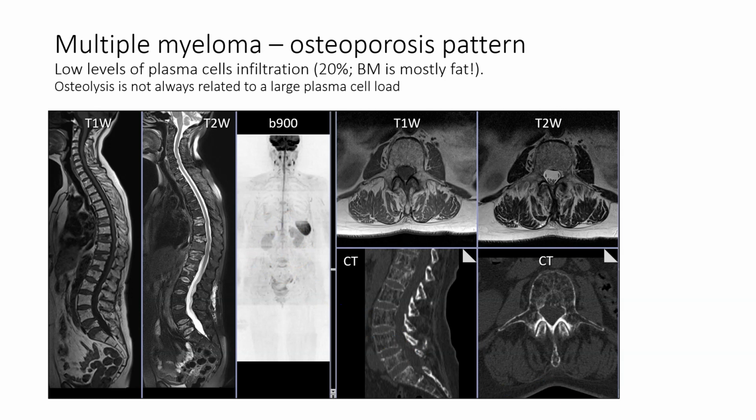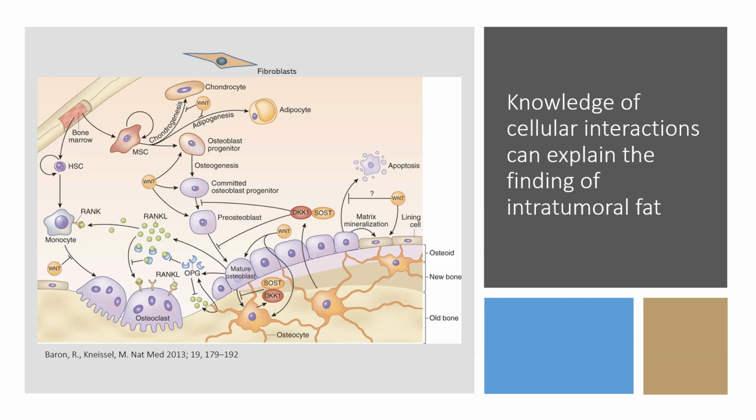And this is a very typical pattern of the osteoporotic variant of multiple myeloma, with the space between the myeloma cells being filled mostly with fat. So why do you get fat in osteoporotic multiple myeloma? Here we need to go back to the knowledge of the cellular interactions that we talked about before.